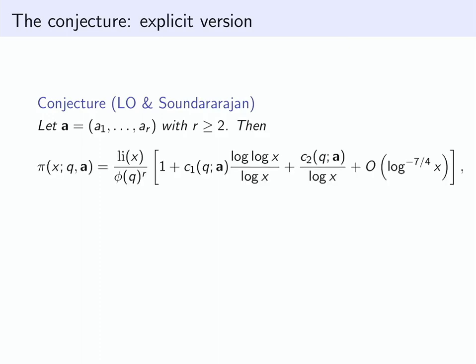And what we predict is that the asymptotic formula looks like this. So we think that pi(x; q, a) should be equal to li(x) over phi(q) to the r. If life were completely fair, this would be the only term on the right-hand side. And what I'm doing with this 1 plus is asking, how much are we deviating from this?